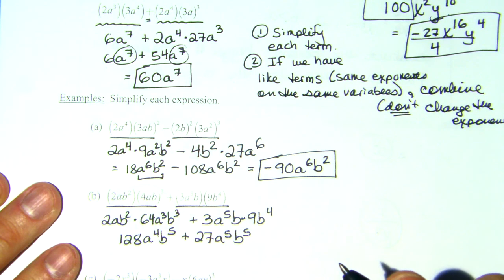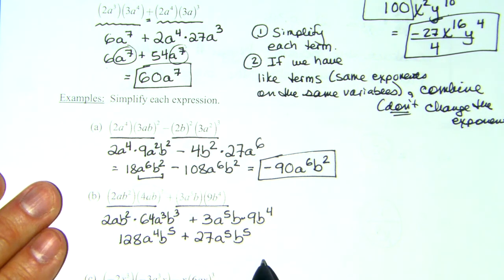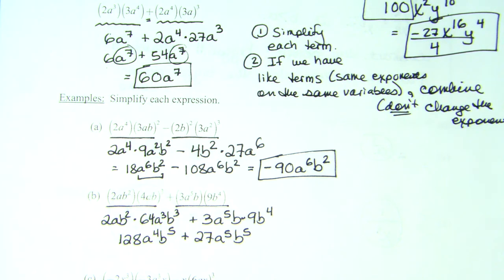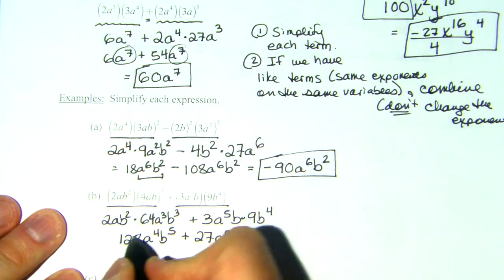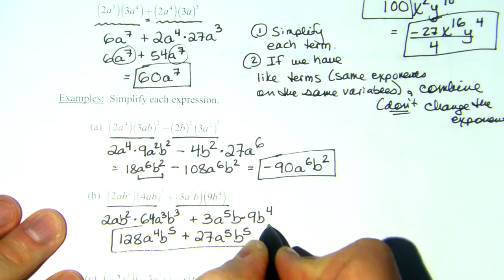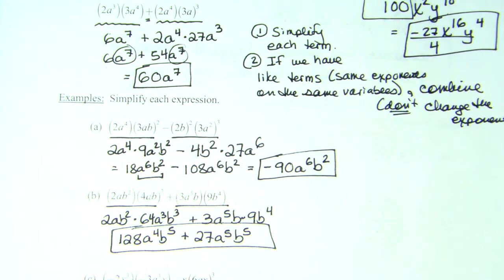Are these like terms? They are not like terms because the b's are okay, but the a's aren't. I would need both variables to have the same exponents, and I don't over there. So what's my final answer? That's my final answer. I'm not allowed to go further.